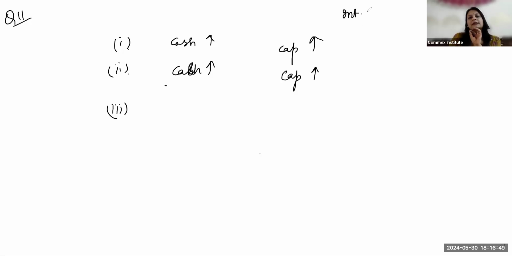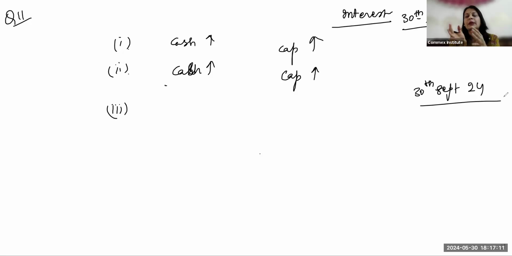So say I'm receiving the interest. I got the FD done on, say, 30th September 23. Now the banker is going to pay me the interest on 30th September 24. Right? He is going to pay me the interest 1 year from now. Or what is the date today? Let's take today's date. Today is 30th May.